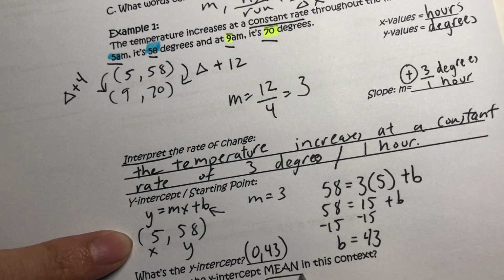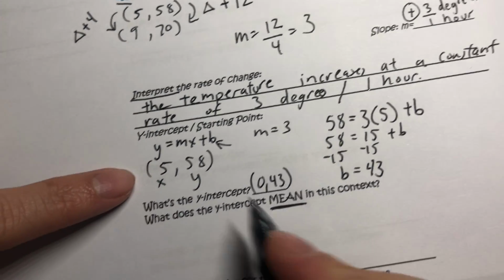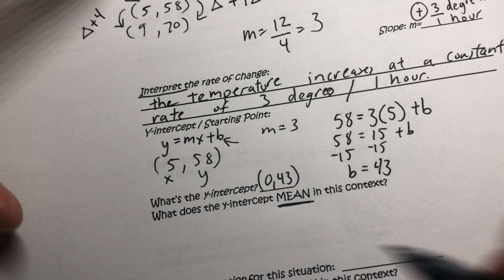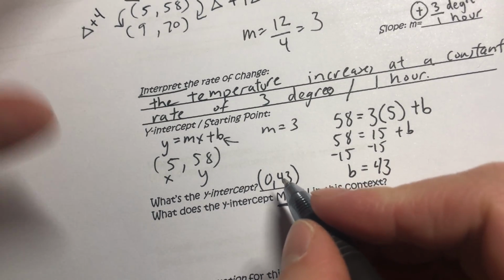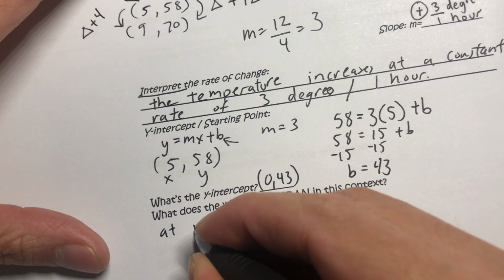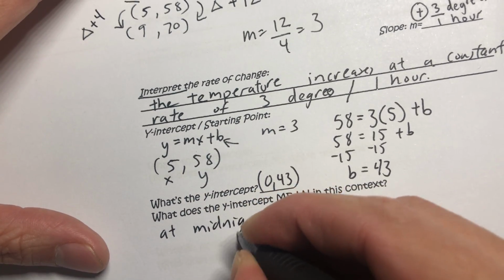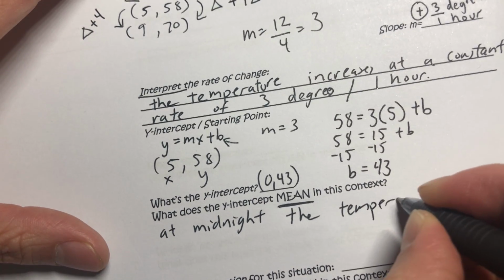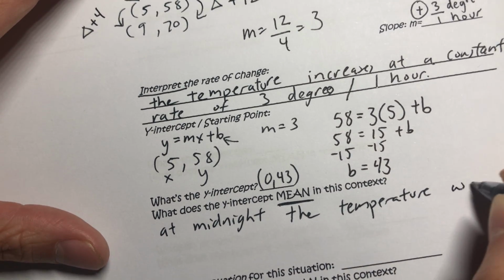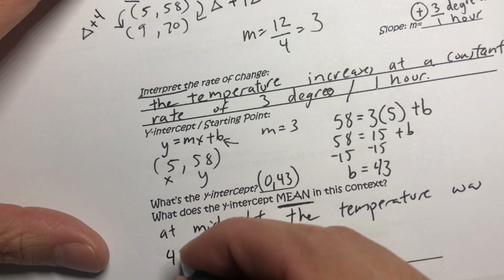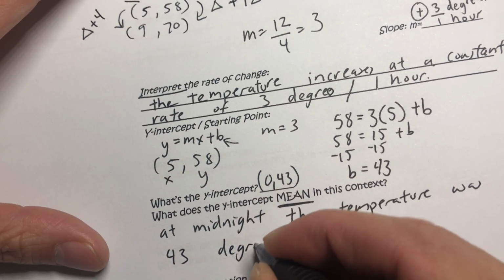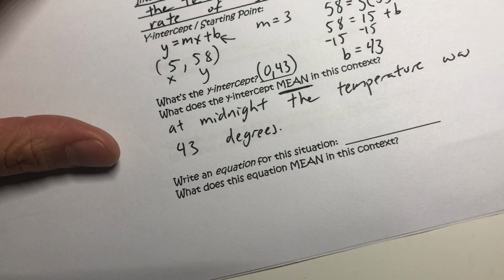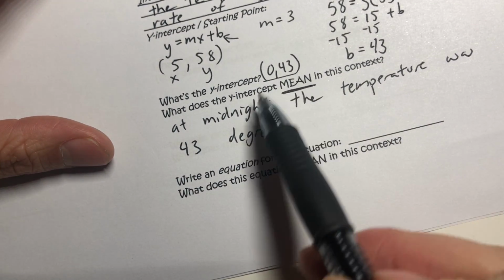What does the y-intercept mean in this context? All right, we got (0, 43). So what does that tell us? That tells us that at midnight, because at 0 hours it's going to be midnight, the temperature was 43 degrees. All right, so that's what our y-intercept means. At midnight, it's 43 degrees.